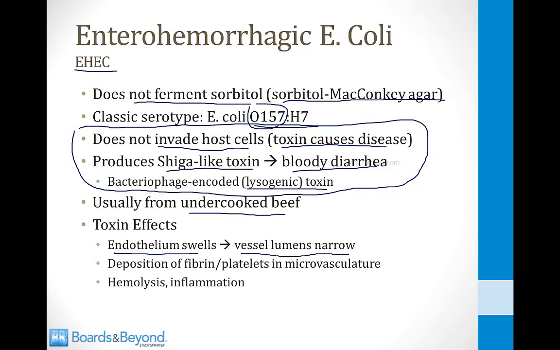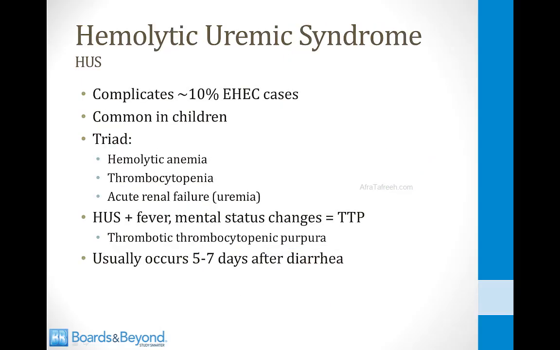This leads to deposition of fibrin and platelets in the microvasculature, and you end up getting hemolysis and inflammation. And this is what is going to cause the bloody diarrhea in the colon. This is also what's going to cause the systemic toxicities if the toxin makes it into the bloodstream. So the feared complication of this infection is the toxin getting into the bloodstream and causing the hemolytic uremic syndrome, or HUS. This complicates about 10% of EHEC cases, and it's very common in children.